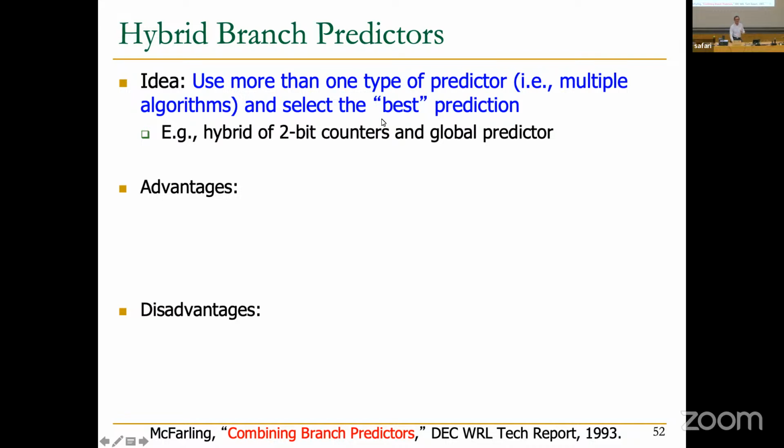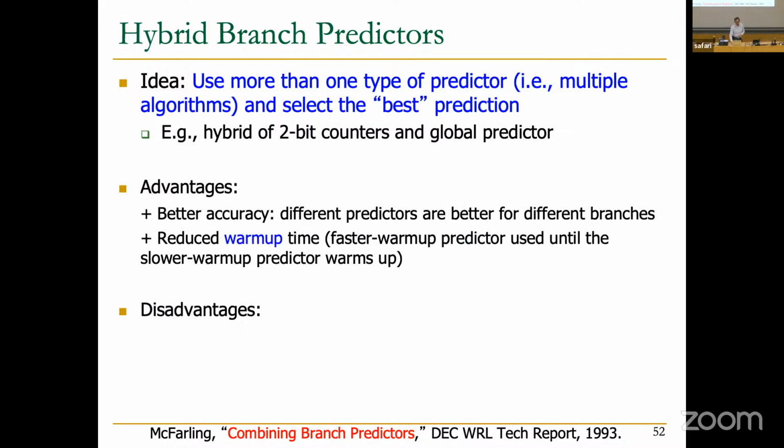Now that's going to be difficult, right? Which one's the best prediction, right? So for example, you can have a hybrid of 2-bit counters and a global predictor, right? And then you decide which one provides the best prediction for a given branch, or for a given history, or for a given context in the program. So there's a lot of design choice. Now the design choice actually explodes over here.